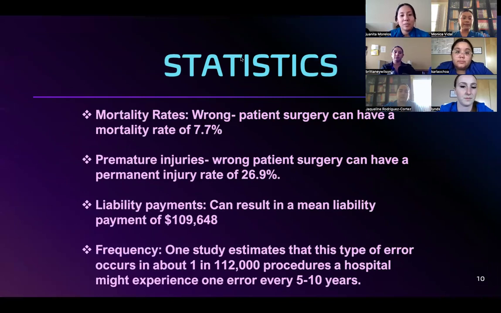Okay, statistics. Wrong patient surgery can have a mortality rate of 7.7%. Permanent injuries: wrong patient surgery can have a permanent injury rate of 26.9%. Liability payments can result in a mean liability payment of $109,648. Frequency: one study estimates that this type of error occurs in about 1 in 112,000 procedures. A hospital might experience one error every 5 to 10 years.